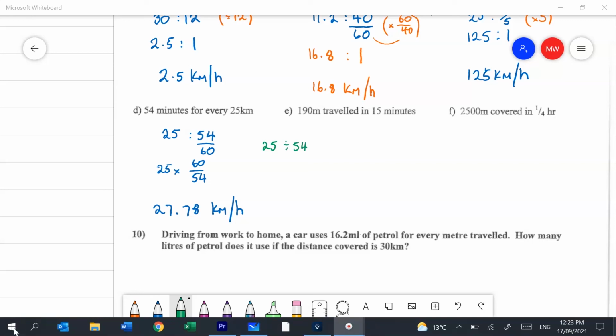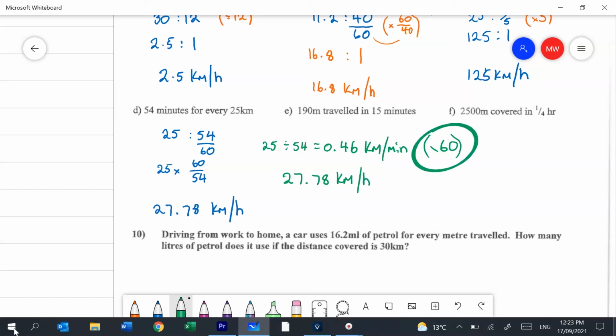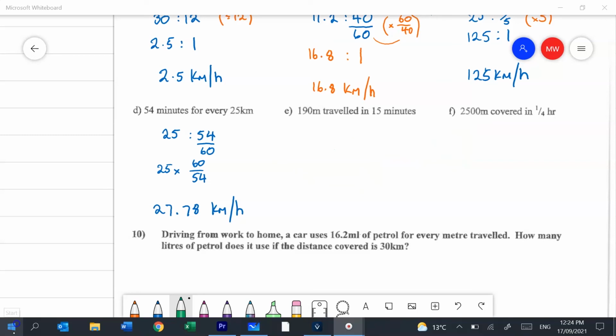That way we knew that we were travelling 0.46 kilometres every minute, and then we could times this up by 60, and we'd end up back at 27.78 kilometers per hour. We times it by 60 here because there's 60 minutes in an hour. Whichever way makes more sense for you.